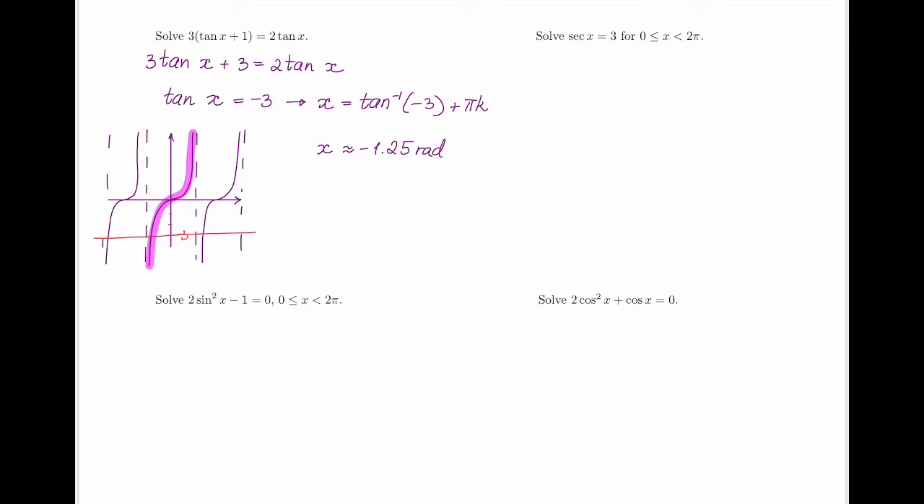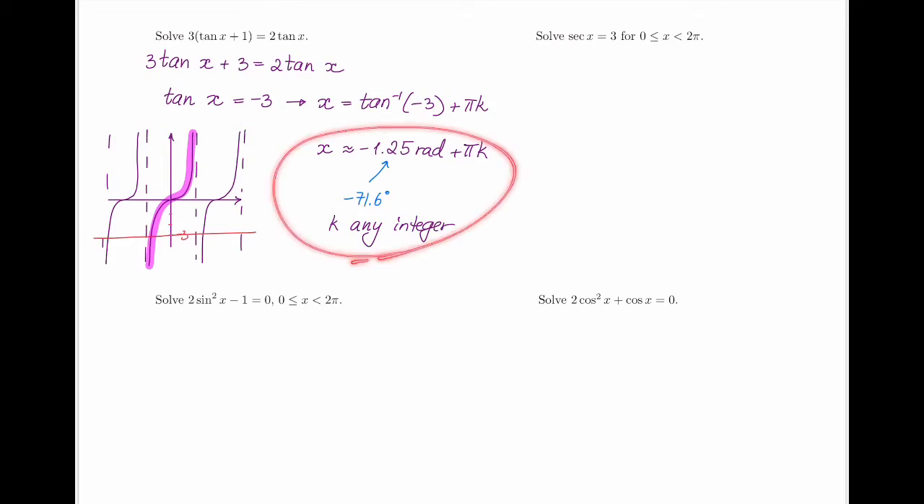And again, sometimes it's easier to visualize things using degrees, so if you transform this to degrees, this is minus 71.6 degrees, and we can see that in fact, it is negative here and occurs before negative pi by 2, so that seems consistent. And then I have my plus pi k for all integer k. Okay, so this will be my final solution in this case.